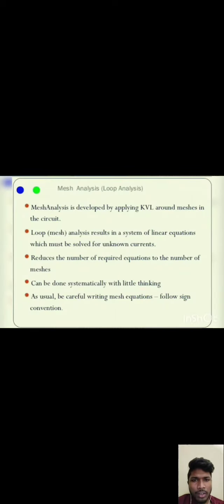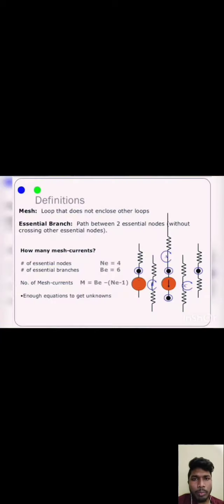Mesh analysis is developed by applying KVL around each mesh in the circuit loop. Analysis results in a system of linear equations which must be solved for unknown currents. It reduces the number of required equations to the number of meshes, and can be done systematically with little thinking. As usual, be careful writing the mesh equations. Follow sign conventions.